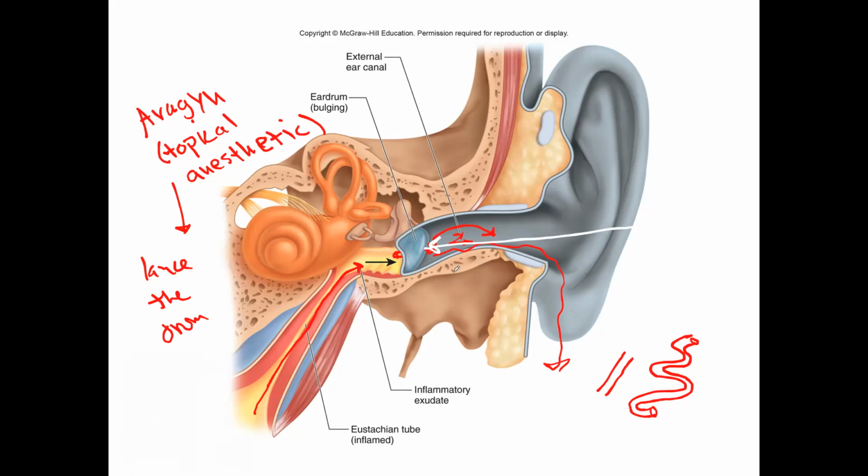Lancing was better than letting it rip from the inside out because the opening would be smaller, but the ultimate fix was to get the tubes put in. Now today they don't do that as often. Today, what they prefer to do is antibiotics.